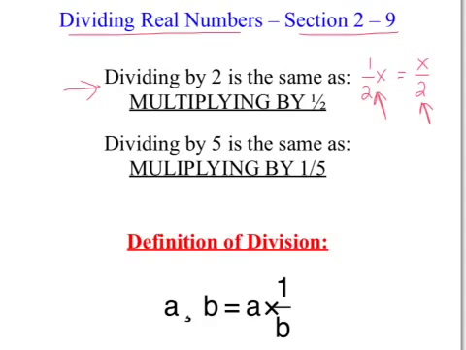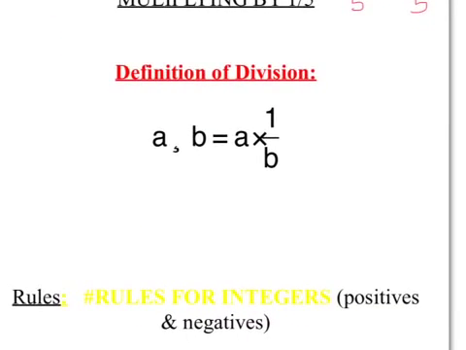So I'm hoping you see that 1/5 of x is the same thing as x divided by 5, making sure that that variable is in the numerator. All right, that's actually basically the definition, guys, of division. The definition of division is that A divided by B is the same thing as A times 1 over B.